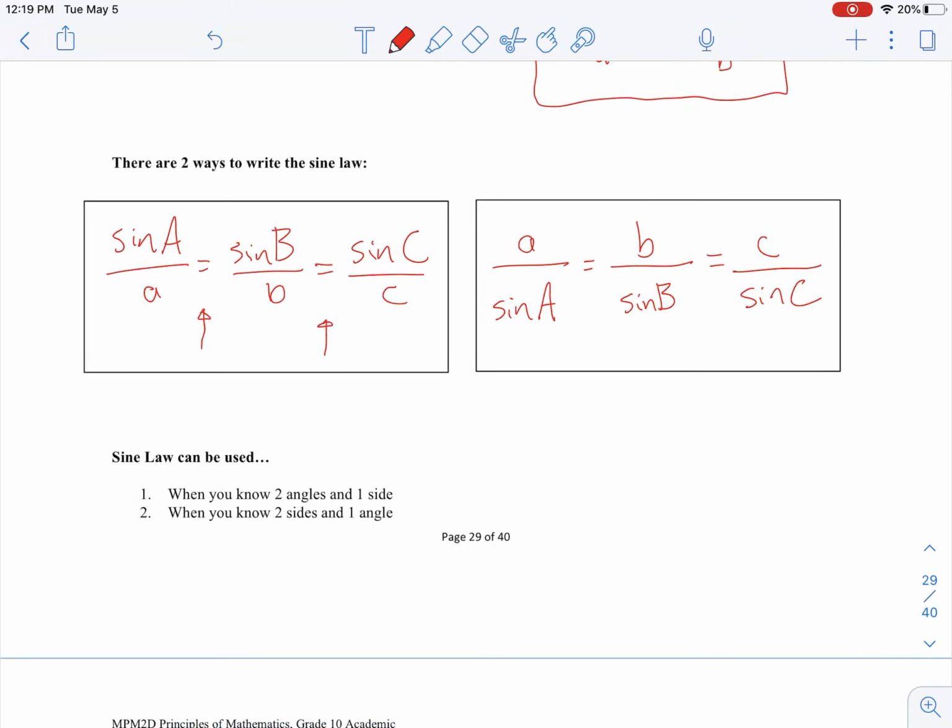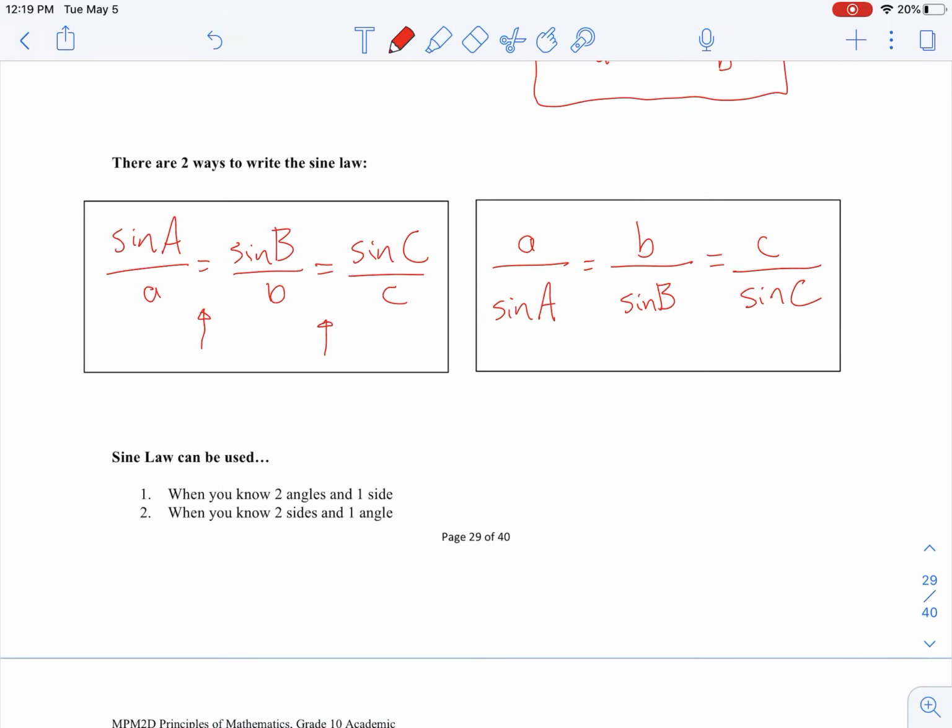So sine law can be used when you know two angles and one side or when you know two sides and one angle. You need, I'm going to put a little asterisk here, make sure you write this one out, you need 3 of the 4 puzzle pieces.